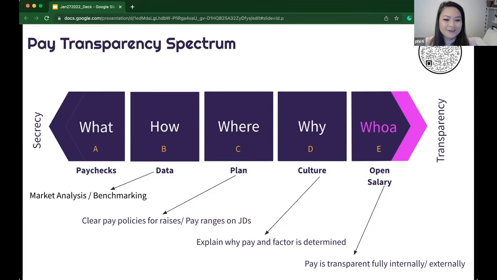And at the final stage, it's the "whoa," the salary and pay ranges are completely available, internally or externally, based on job titles and employee name. An example of internal full pay transparency could be a document, or oftentimes a spreadsheet, that is shared on an HR portal or SharePoint. And you could access the job title, the job level, and the compensation associated with that. If it's a small enough company, you can also have employee name associated with that compensation.